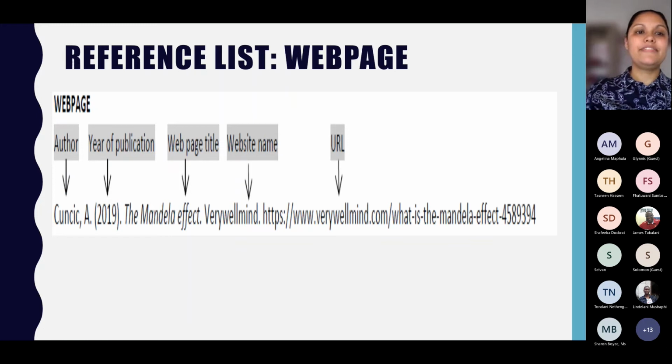Okay, reference list for a web page. It should have the author name, the year of publication, the web page title, the website name, and the URL. You do not need to write "available at"; you can just provide the URL as it is indicating. But remember what I said, make sure that you can go back to the information and still access the information.